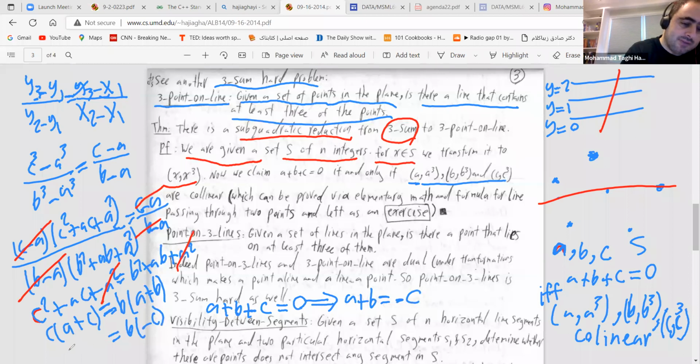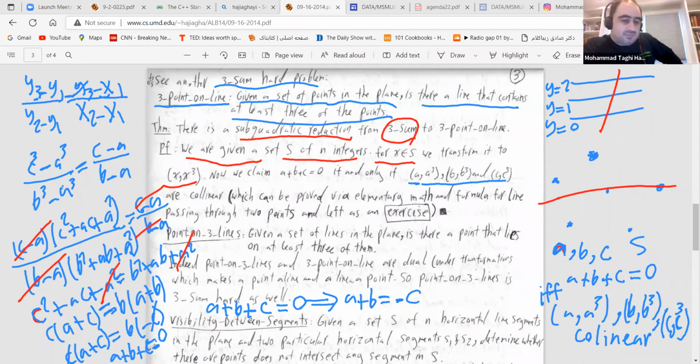And here we have C times A plus C. So then this C will be canceled out here, and we have this formula that A plus B plus C is equal to 0. So if you have A plus B equal to 0, this would be equivalent of this formula.